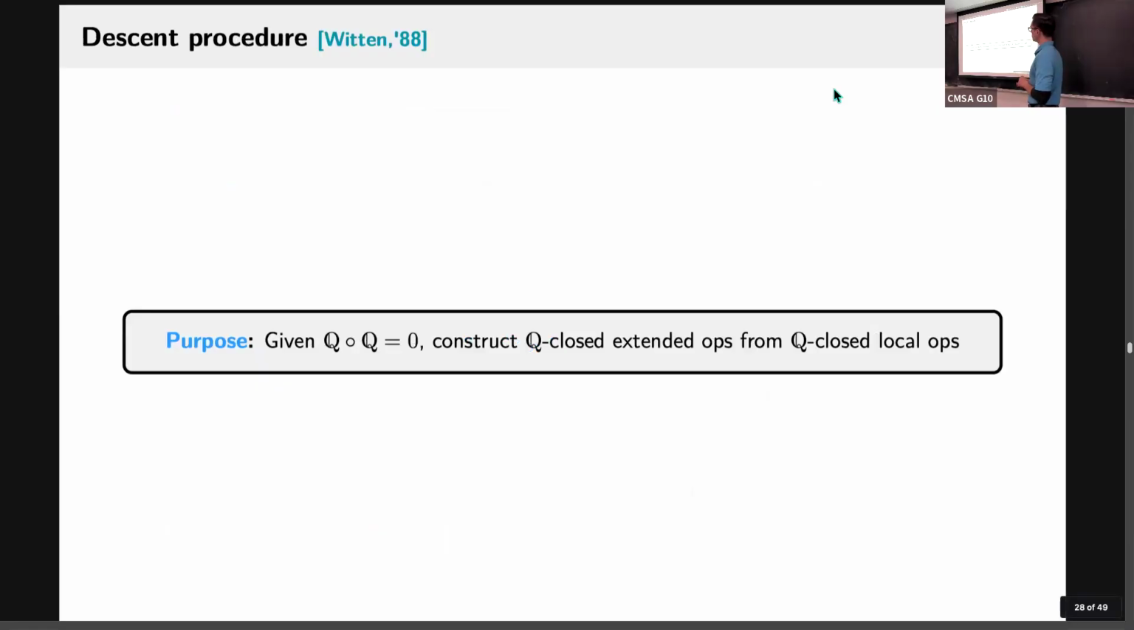Okay, good. So now I want to go through some of the details behind this generalized descent procedure. Let me just remind you that the main purpose of this is the following. If you're given a nilpotent supercharge, which I'm just going to generically call Q here, being nilpotent, squares to 0, the descent procedure is just a method for constructing Q-closed extended operators from Q-closed local operators. And this procedure was given to us by Witten in his cohomology field theory paper from around 1988, if any of that rings a bell.